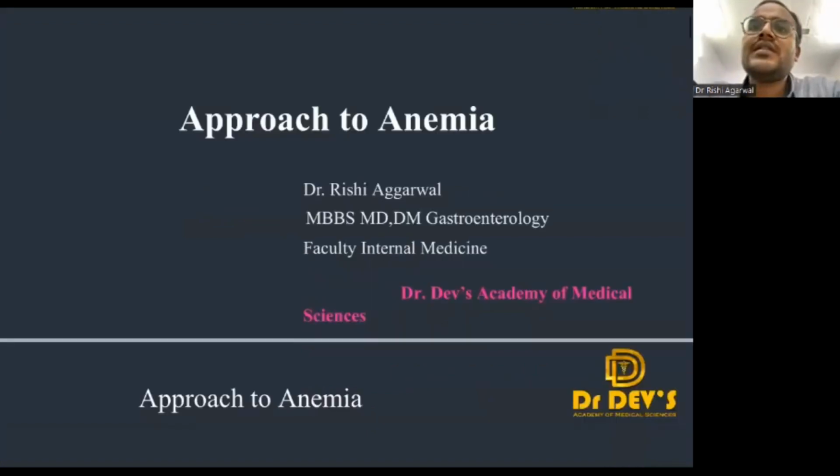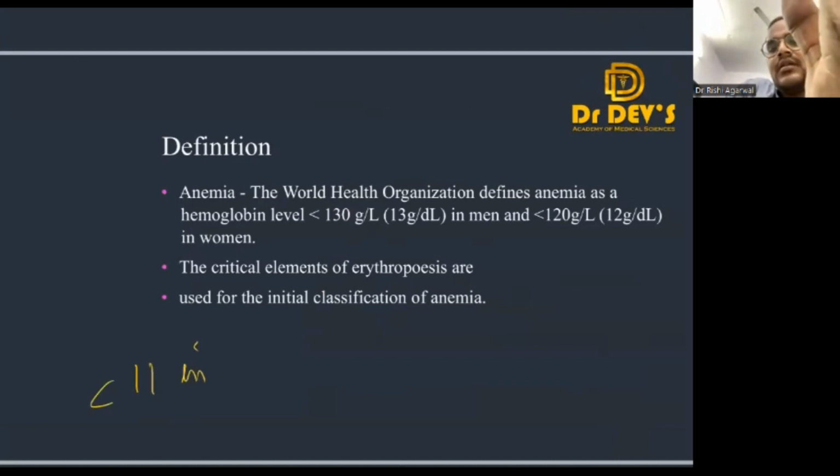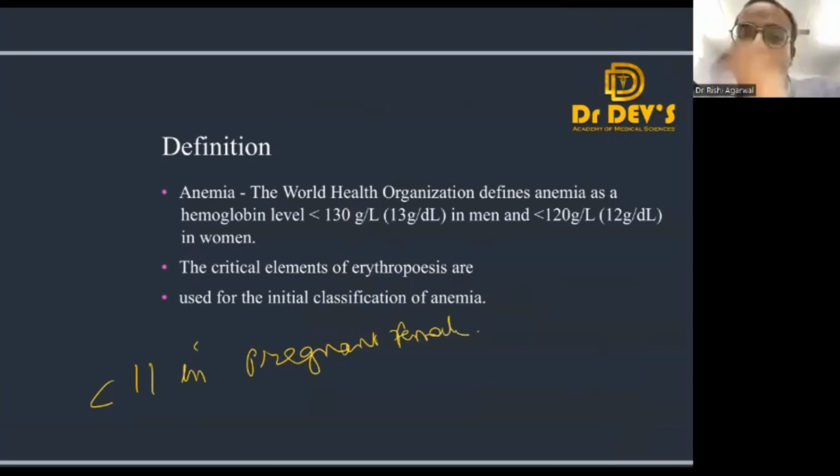First, we will classify the anemia, that is, whether the patient is anemic or not. So what are the WHO guidelines for anemia? Hemoglobin less than 13 in males, less than 12 in females, and less than 11 in pregnant females. This is the cutoff value below which we will say it is anemia.